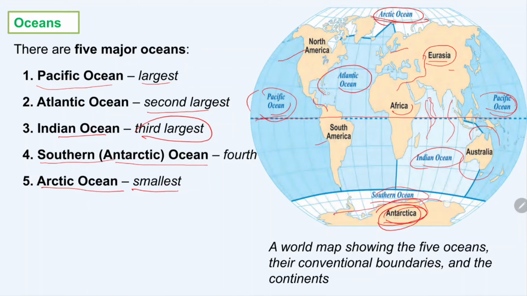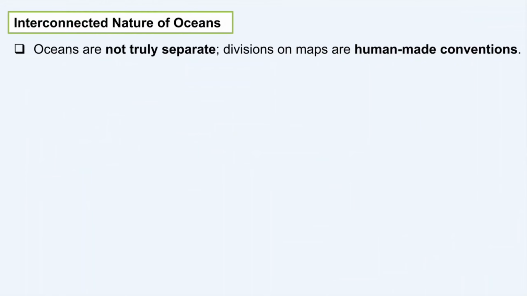Antarctica is also a continent, but human settlement is not possible there because of the harsh climate. As it lies in the South Pole area, it is very cold and there are no sun rays reaching there, so human settlement is not possible. We only have some research centers. So this was about the five major oceans. Now let us see the interconnected nature of oceans.